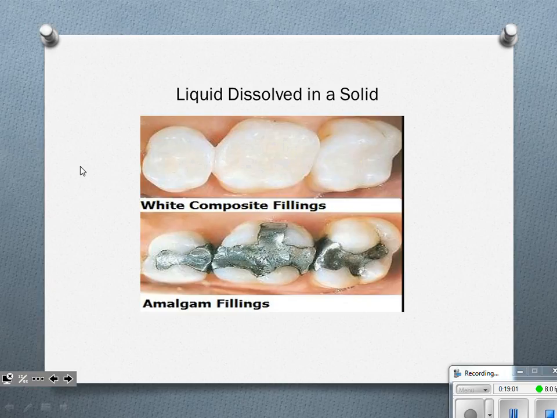Okay, fillings for your teeth. At one time, way back when, and this is going off of memory, I believe that they used mercury for fillings. But if you look at the fillings here, they have a liquid that is dissolved in a solid. Eventually, that hardens up to form the fillings of your teeth.